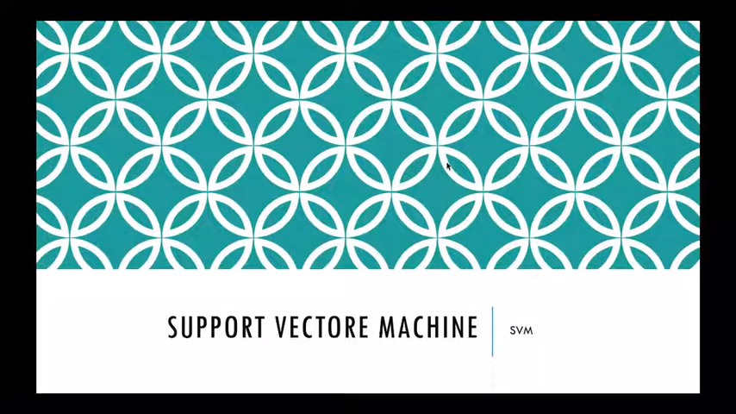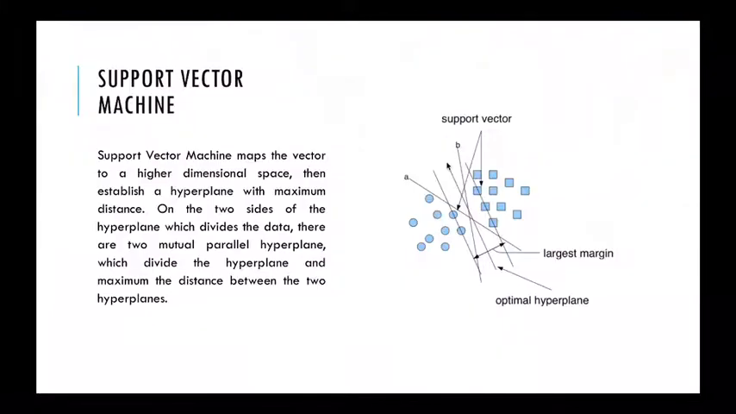The second algorithm I have used for the spam filtering problem is called support vector machine. Support vector machine maps the vector to a higher dimensional space and then establish a hyperplane with maximum distance. On the two sides of the hyperplane which divides the data, there are two multi-parallel hyperplanes, and maximum the distance between the two hyperplanes.